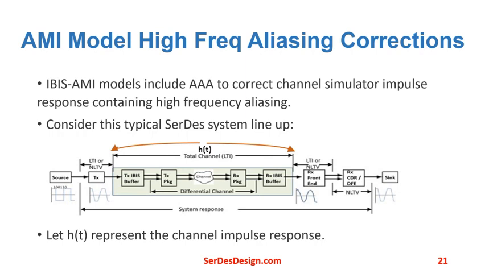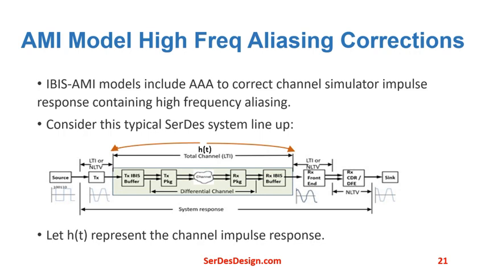AMI model high-frequency aliasing corrections. Let's talk about how the AMI portion of an IBIS-AMI model can correct for a channel impulse response containing high-frequency aliasing that it receives from the channel simulator. We have already talked about using the SerDesDesign.com anti-aliasing algorithm process to convert channels into ideal impulse responses and to convert S-parameter files to causal S-parameter files.